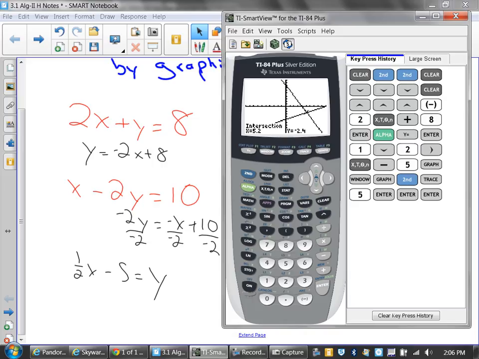Obviously, this worked out to be a fractional intercept because I just made up the equation off the top of my head. Sometimes you'll get that like that. Sometimes you're going to get integers. That's all we're doing, guys.